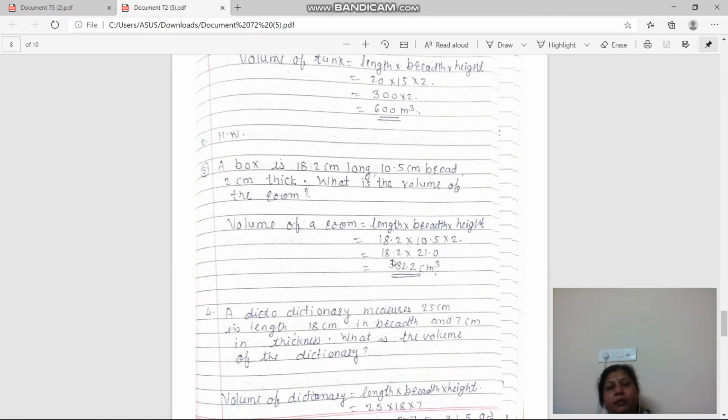So 18.2 multiplied by 10.5 multiplied by 2. So 18.2 multiplied by, I have multiplied 10.5 by 2. So we will get 21.0. So 18.2 multiplied by 21, we get 382.2 centimeter cube. Okay.